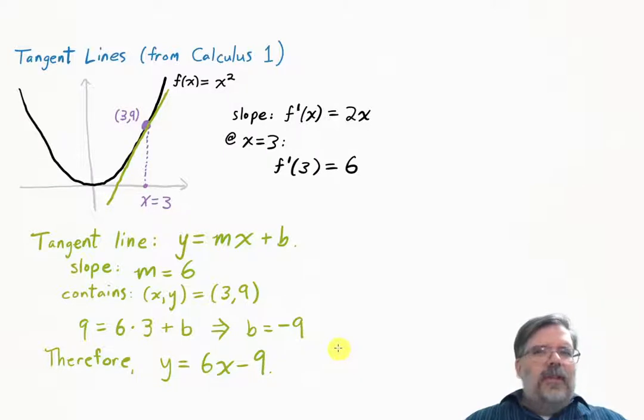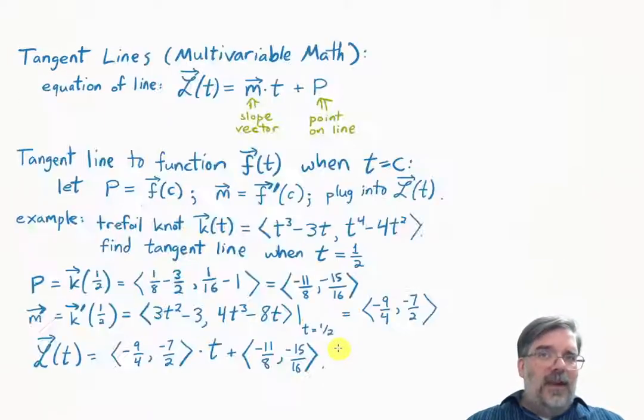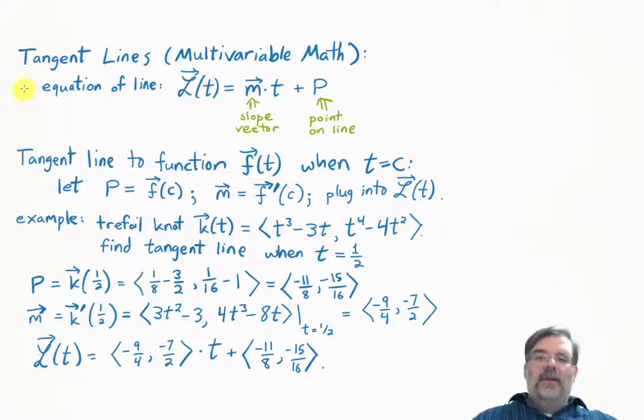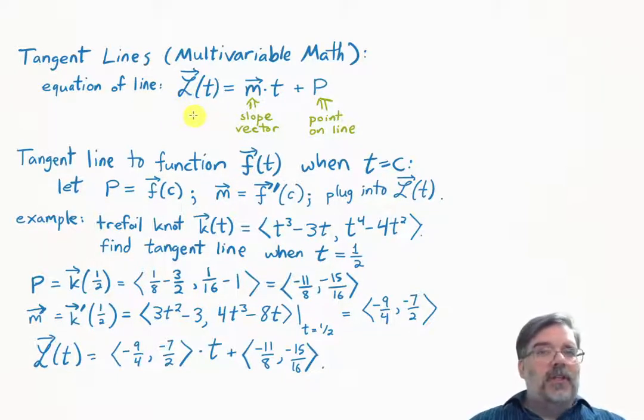But let's talk about tangent lines in multivariable mathematics. You might recall that when we first started talking about the equation of a line using this parametric vector form, the equation of a line in terms of a parameter t, we'd write that as L of t, and here I've adopted the vector notation to indicate that this is a vector producing function. The equation of a line is a slope vector times t plus a point on the line. And this can really be any point.